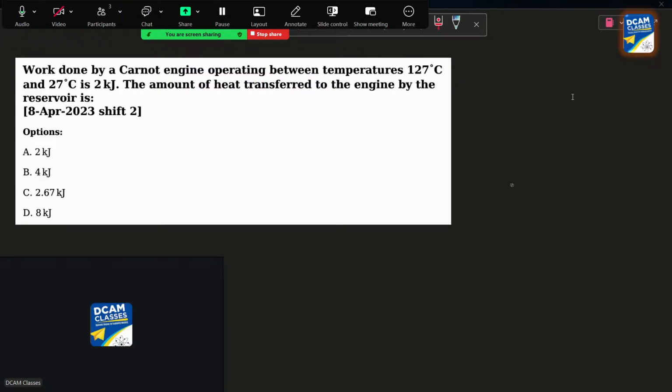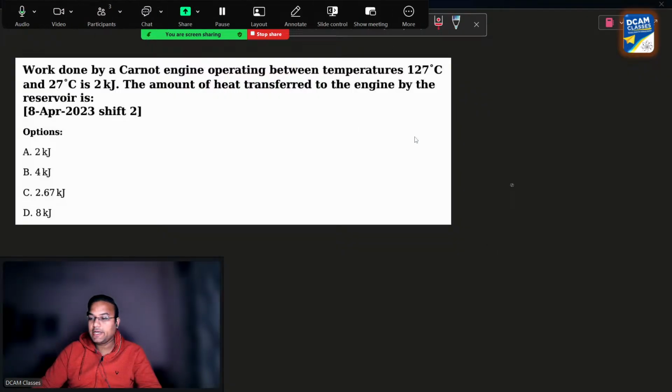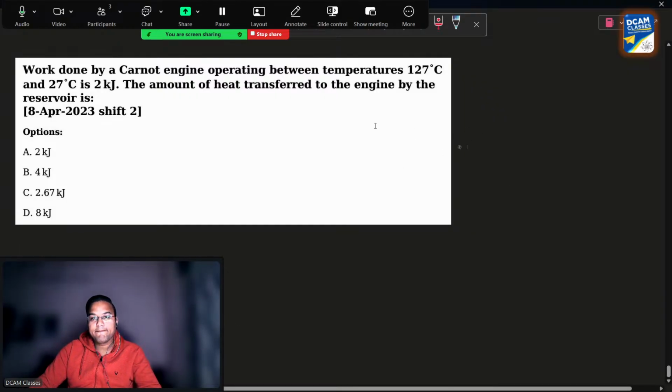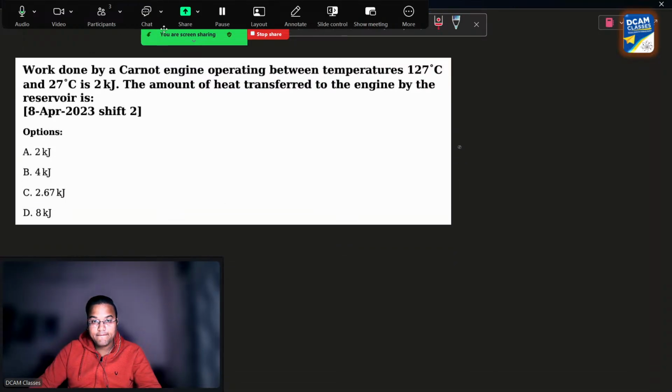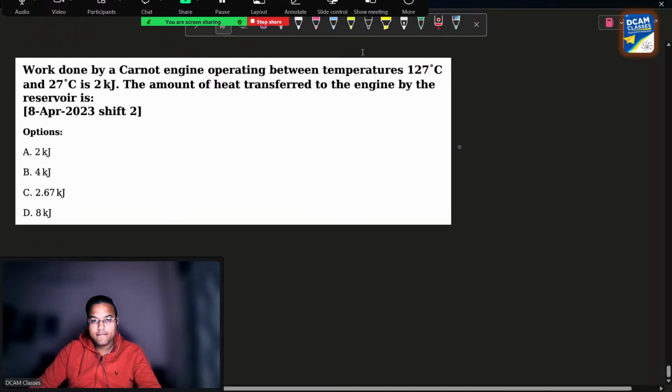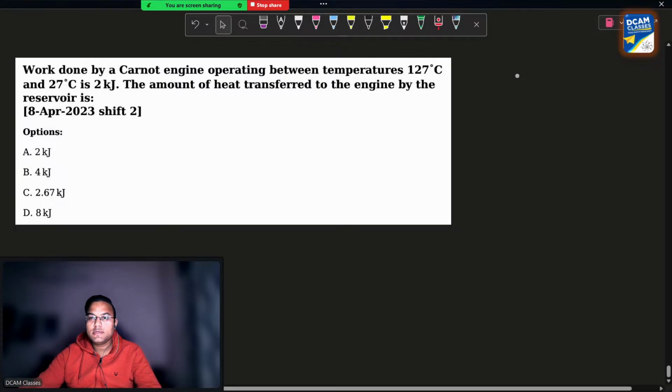So is it 8 kilojoule? 8 kilojoule. Wait, let me check. Was it easy? Kanisha, are you getting the answer or not? Actually, it's very easy.